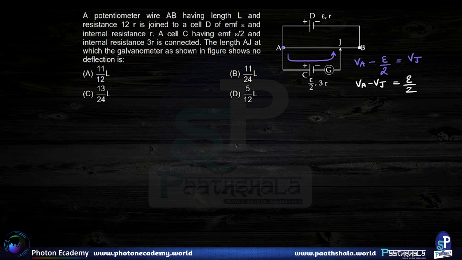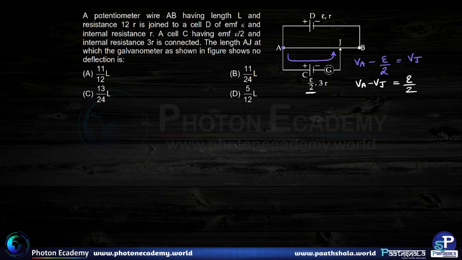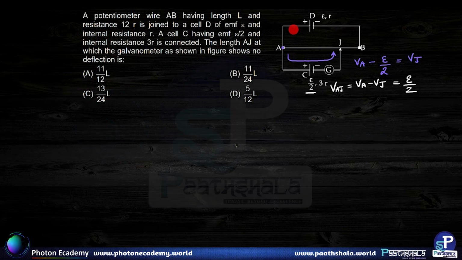That has been specified here: E by 2 is the EMF of this particular cell. So this I can write as voltage AJ. Now, voltage AJ in the primary circuit, the main circuit, is nothing but the resistance of AJ times the current passing through it.